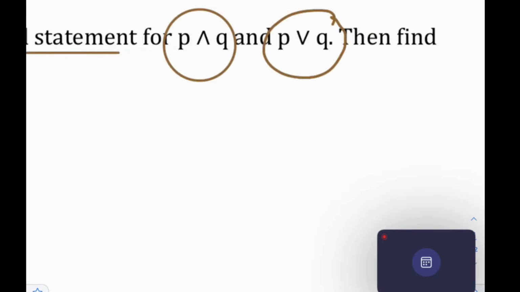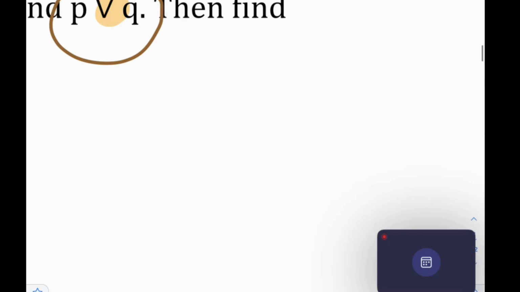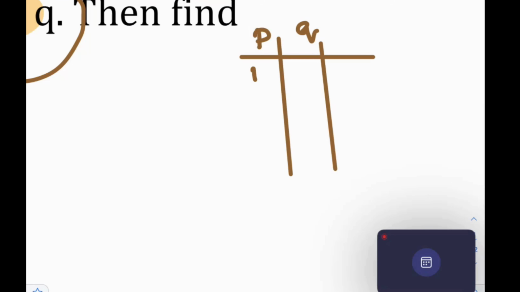Let's remember what these symbols are. This stands for and, this stands for or. Statements can be combined either with or, or and. What will be the result? What are the possibilities? If you have two statements, the statement P and the statement Q, and you are combining them, the first statement can be true and the second true or false, false true, or false false.